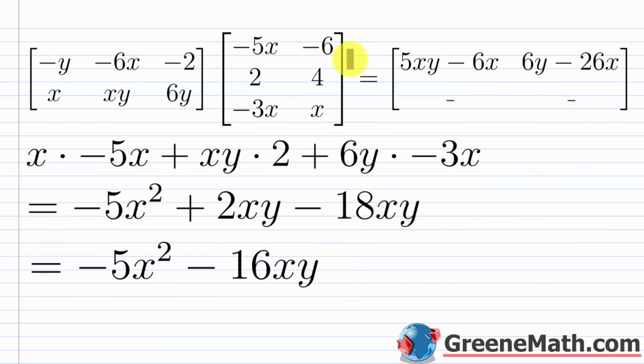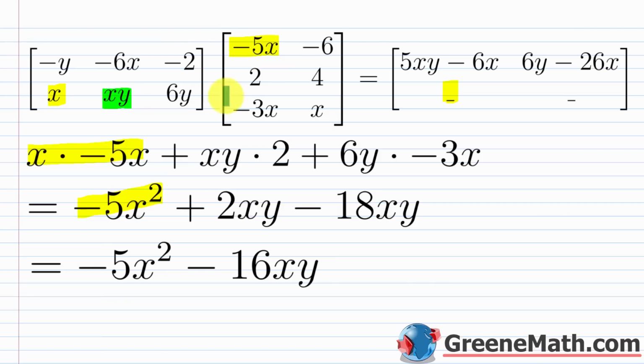All right, let's go through. And now we're going to look at this position right here, which is row 2, column 1. So row 2, column 1. That's what we're working with. So let's go through and do x times negative 5x. So that's this right here. Well, x times x is x squared. So that's this part. And then negative 5 will come along for the ride. So negative 5x squared is what you get.